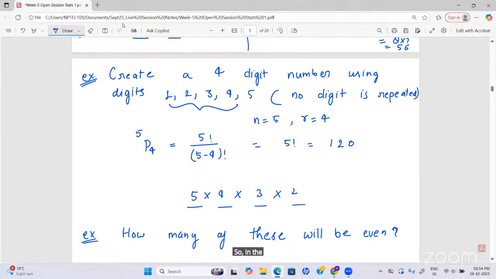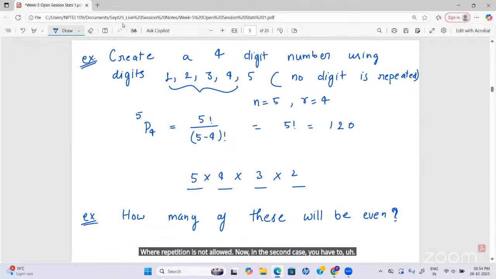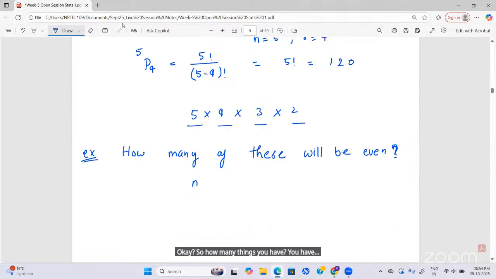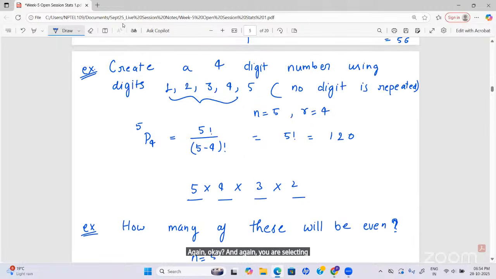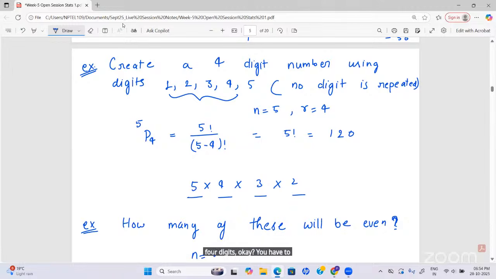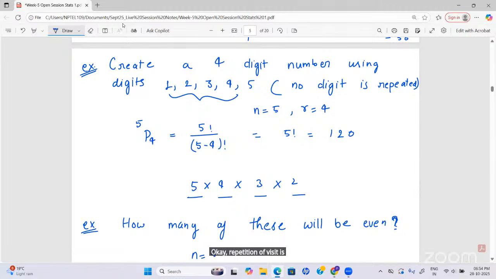In the first case, you have seen that we created a 4-digit number where repetition is not allowed. Now in the second case, you have to see how many ways there can be where this number will be an even number. You have n equals 5 here again, and you have to select 4 digits to create a password, but the condition is that the number should be even, and repetition of digits is again not allowed.